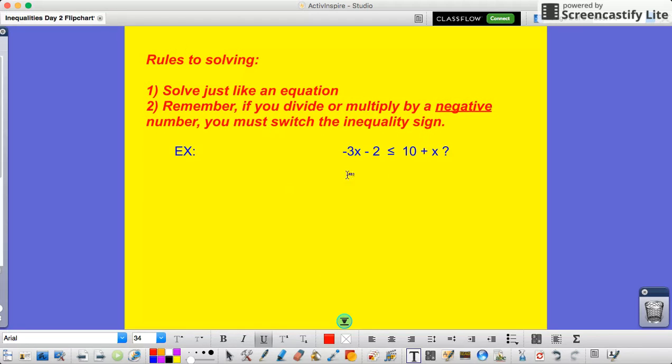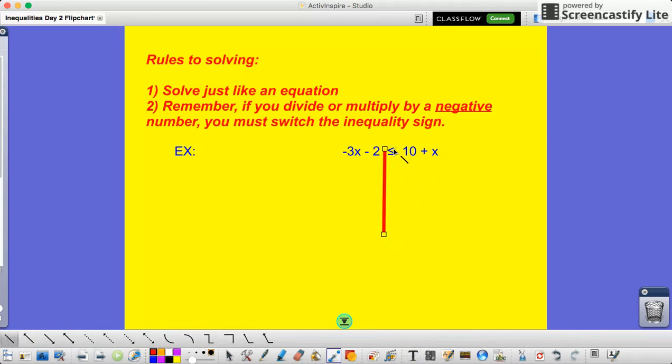So look at this example. Negative 3 times x minus 2 is less than or equal to 10 plus x. Let's solve that for x. Now the first step is figuring out what side we want to get the x on. With inequalities, it's always nice to have the x on the left side. So let's get all the x's on this side, not that side, this side. Let's go ahead and draw our train tracks.